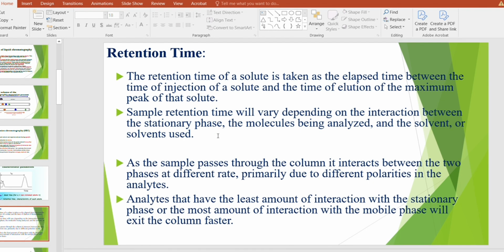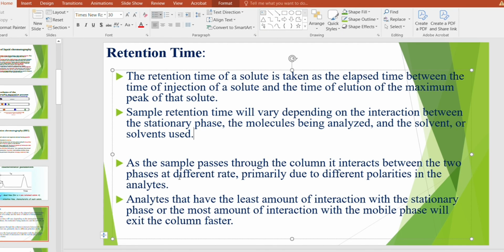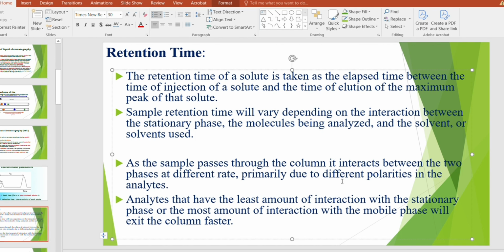Sample retention time will vary depending on the interaction between the stationary phase, which is the column, the molecules being analyzed, and the solvent, which is the mobile phase. As the sample passes through the column, it interacts with the two phases at different rates, primarily due to the different polarities of the analytes and the polarity of the mobile phase. The analytes that have the least amount of interaction with the stationary phase will exit the column faster.